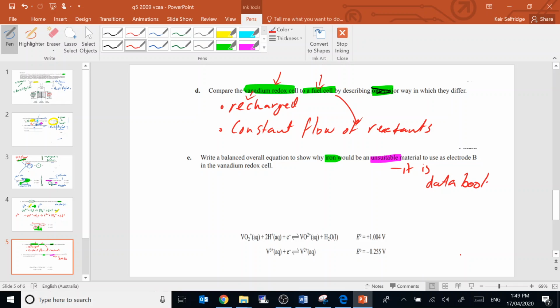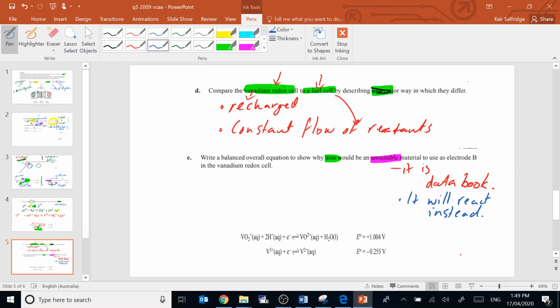Now, there's two reasons why something inside a galvanic cell is not going to help it. It's going to get in the way. And those two reasons are this. Number one is it will react instead.